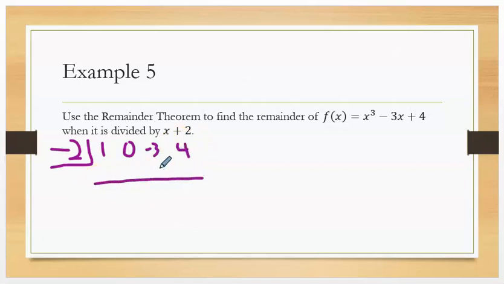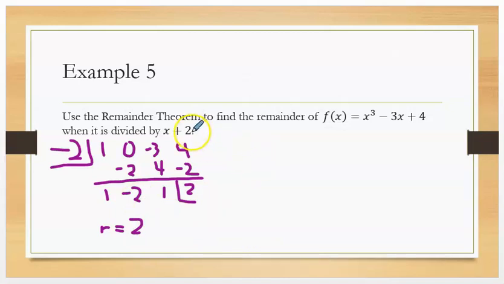So for my synthetic division, the first number comes down, multiply by the box, add the column, multiply the box, add the column, multiply the box, and add the column. So in this case, I have found that the remainder is 2. And that was fairly simple. It was fairly straightforward, so it's not a bad way to find the remainder.